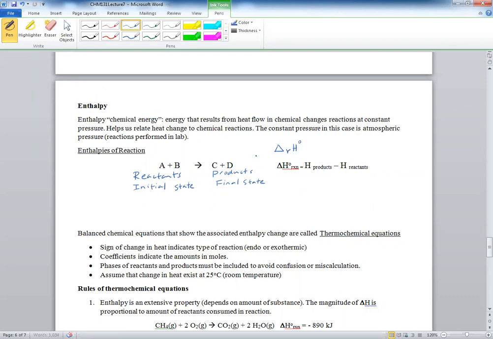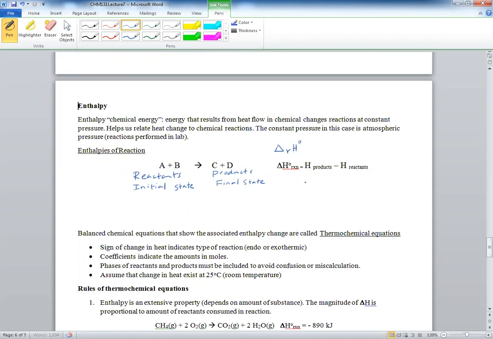Now, this is called the thermochemical equation. Thermochemical is, again, if you have the balanced equation with the associated enthalpy change. This is called the thermochemical equation.